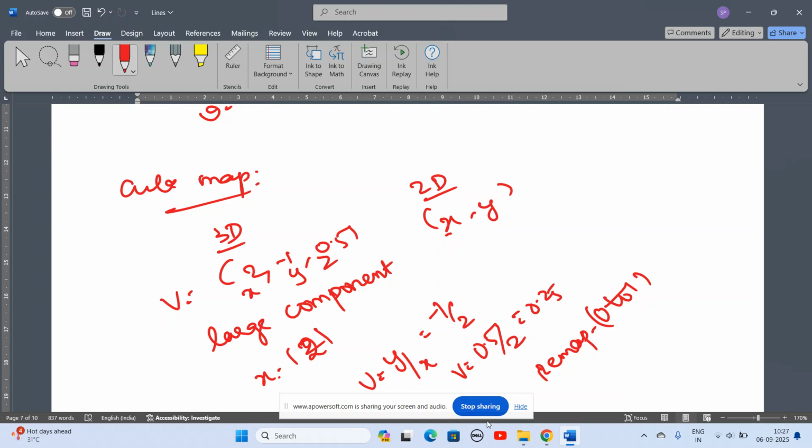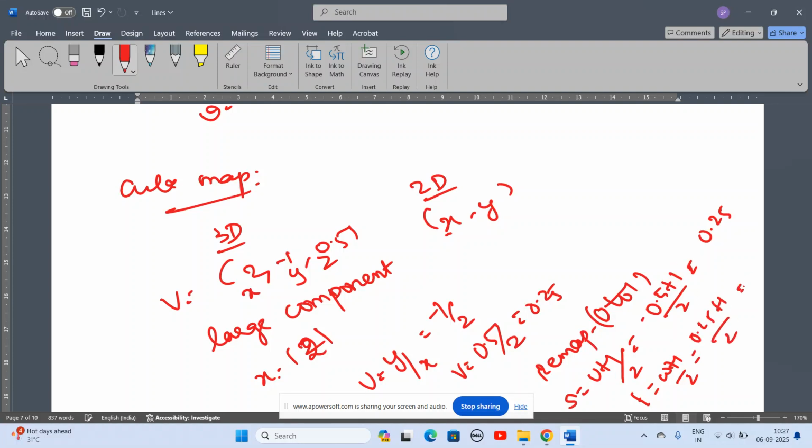How do we do the remapping? s equals u plus 1 divided by 2, and t equals v plus 1 divided by 2. U plus 1 divided by 2 means we have u as minus 0.5, plus 1, divided by 2. We get 0.5 divided by 2, which is 0.25. Here v plus 1 divided by 2: 0.25 plus 1 is 1.25, divided by 2 is 0.625.